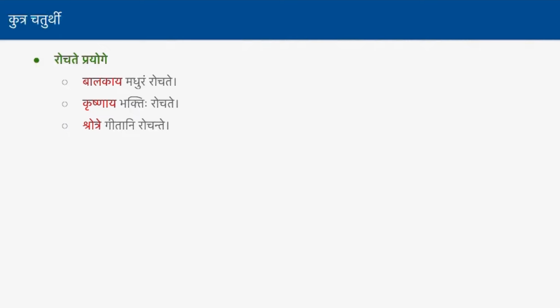मह्यं गीताश्लोकाः रोचन्ते. सम्यक्. I have this doubt. Balakaya madhuram rochate. That means, how do we translate? The sweet is desired by the boy, is it? No, it's an active sentence. Active only, but then balakaya, so how do we translate? Balakaya madhuram rochate means the boy likes the sweet. That's it.